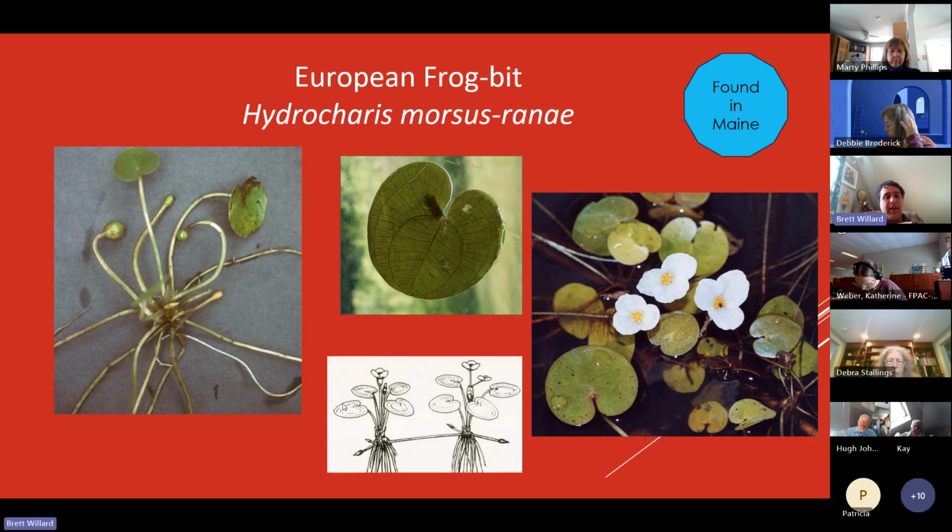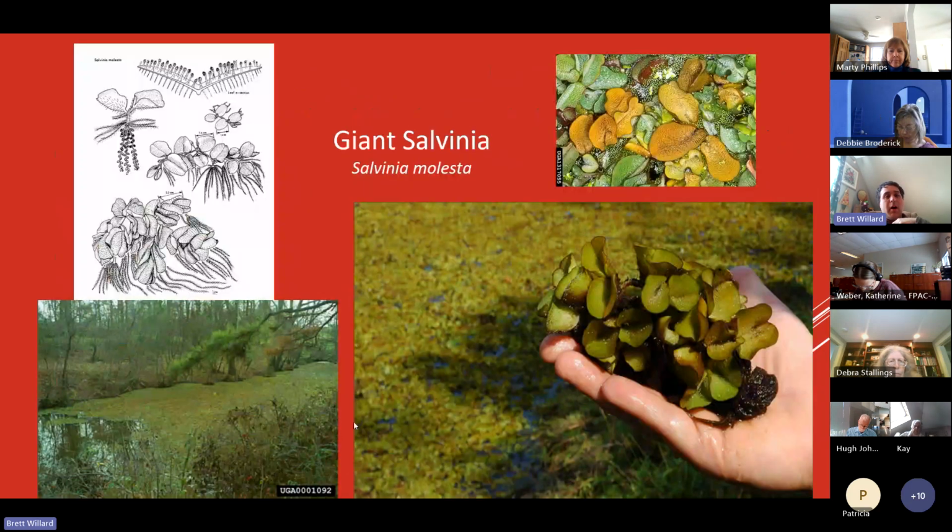And in that photo on the left, you can see that sort of floating bouquet of how this plant grows. Our next floating leaf plant is giant salvinia. Giant salvinia is native to South America and is now found all over the world, including Africa, Europe, and the United States, but is not yet found in Maine.